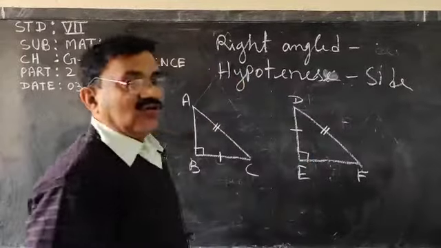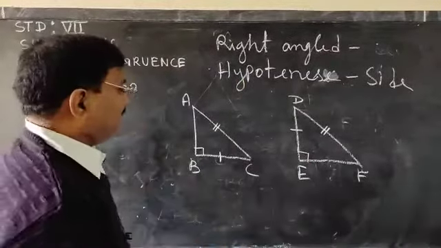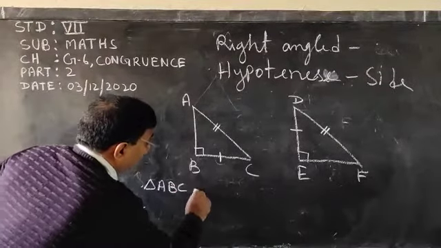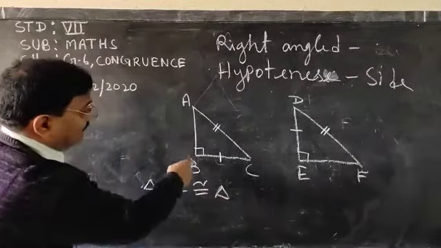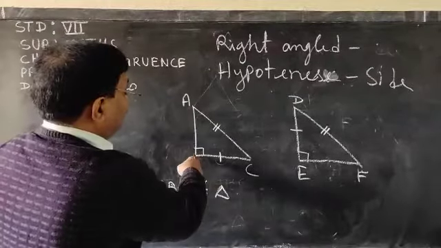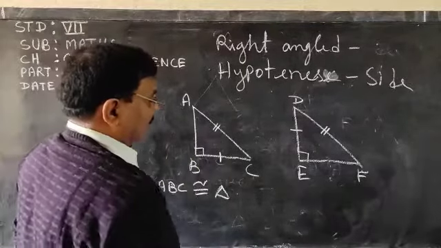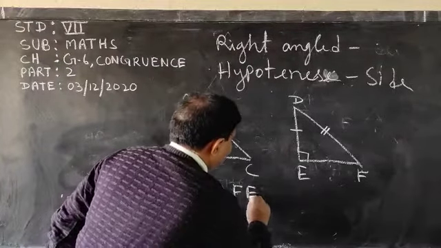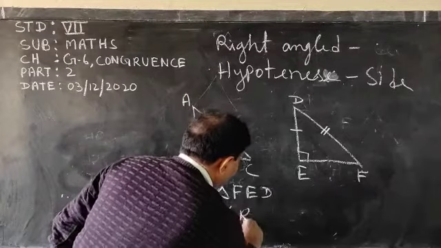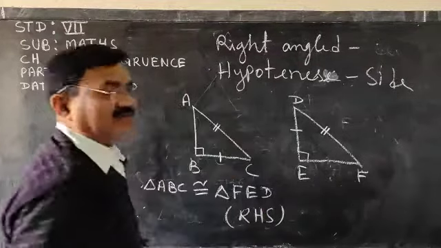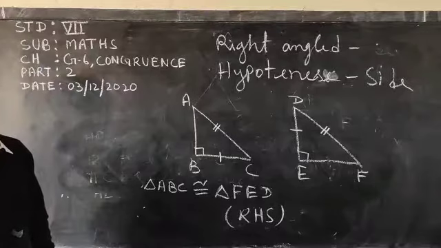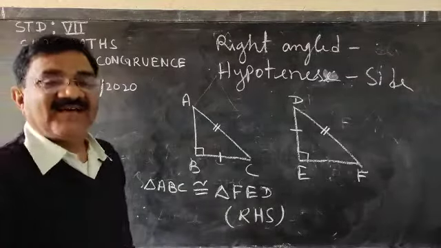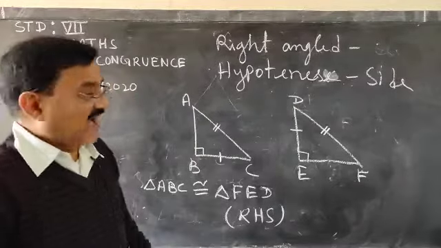If I change, only the name will change. Is this triangle congruent or not? Yes, but the name will change. Here, triangle ABC is congruent to triangle, 90 degree and then one side, FED. FED by RHS. See this. So, it is the fourth condition, RHS.